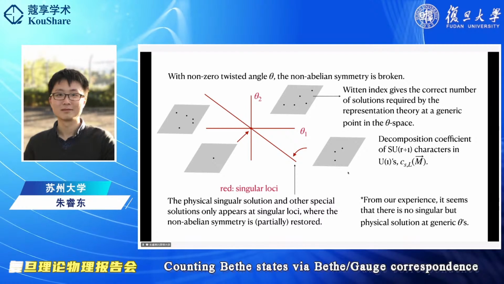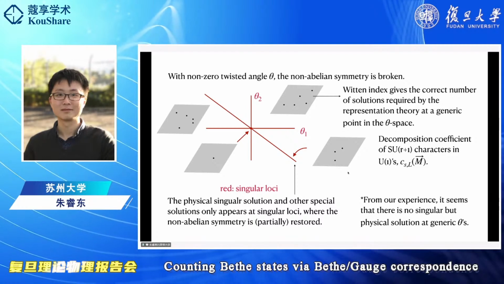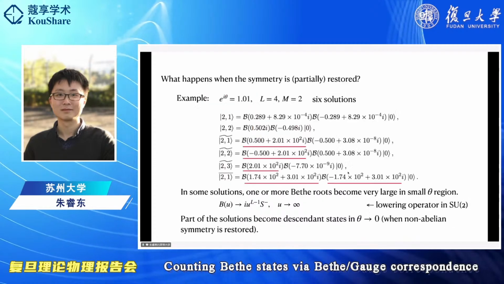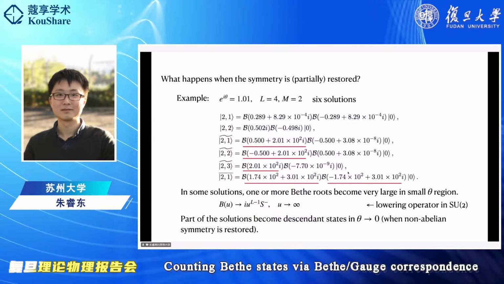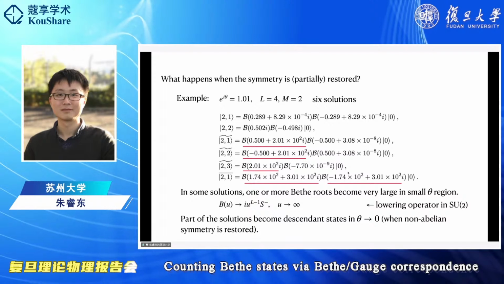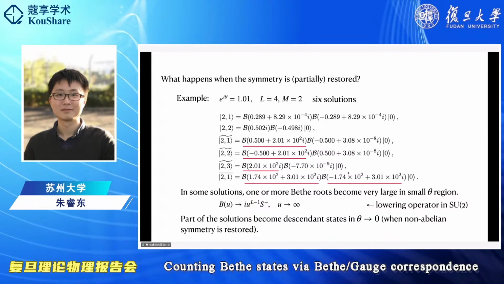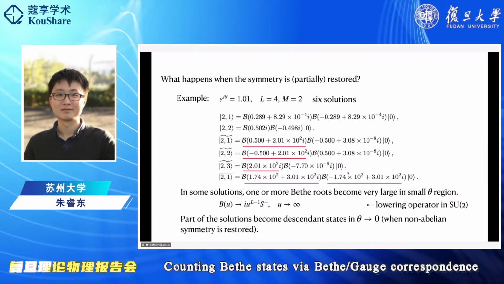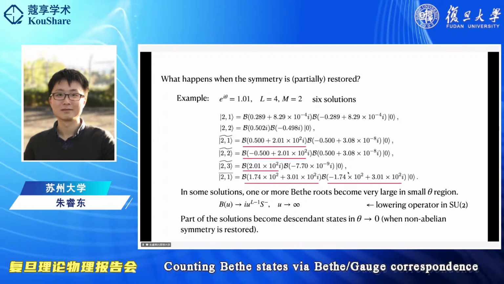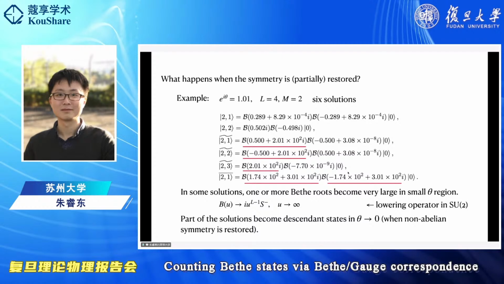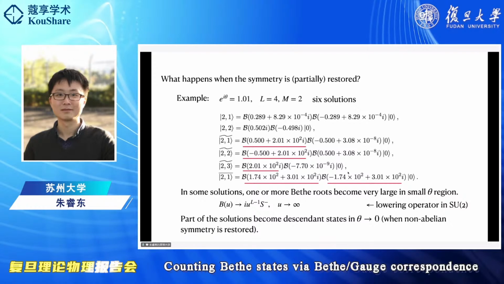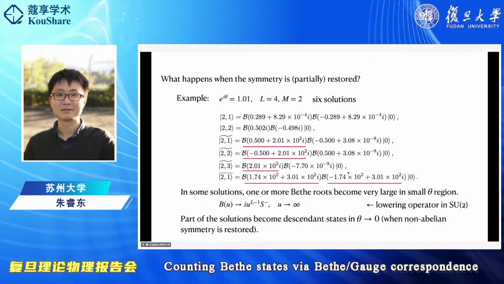So at that point, we are getting the correct number of solutions. What we want to know is that something special actually happens when the non-abelian symmetry is restored. So what happens when the non-abelian symmetry is restored or partially restored? Actually, we can have a look at an example. We could just solve the Bethe equation to find all the solutions. For example, if this theta is not 0, I'm taking this exponential i theta to be 1.01. It's not 1.